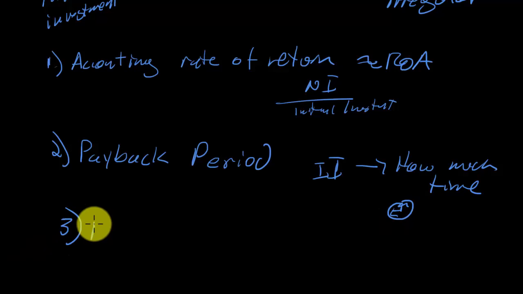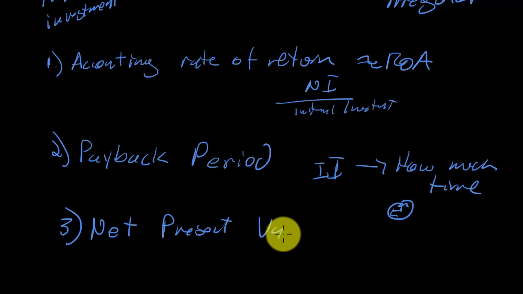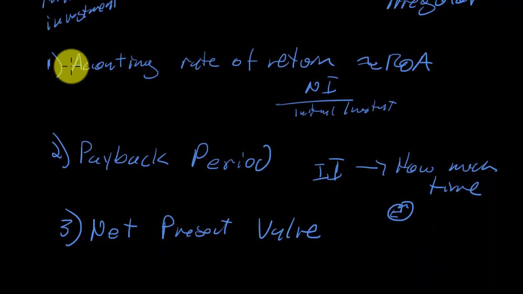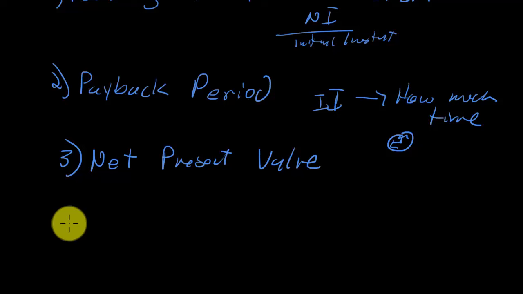Number 3 should be no surprise. It is net present value. And there are some differences between the way we calculate net present value here, because we have an initial investment at time period 0. But we'll get to those in a separate video when we get into the details.